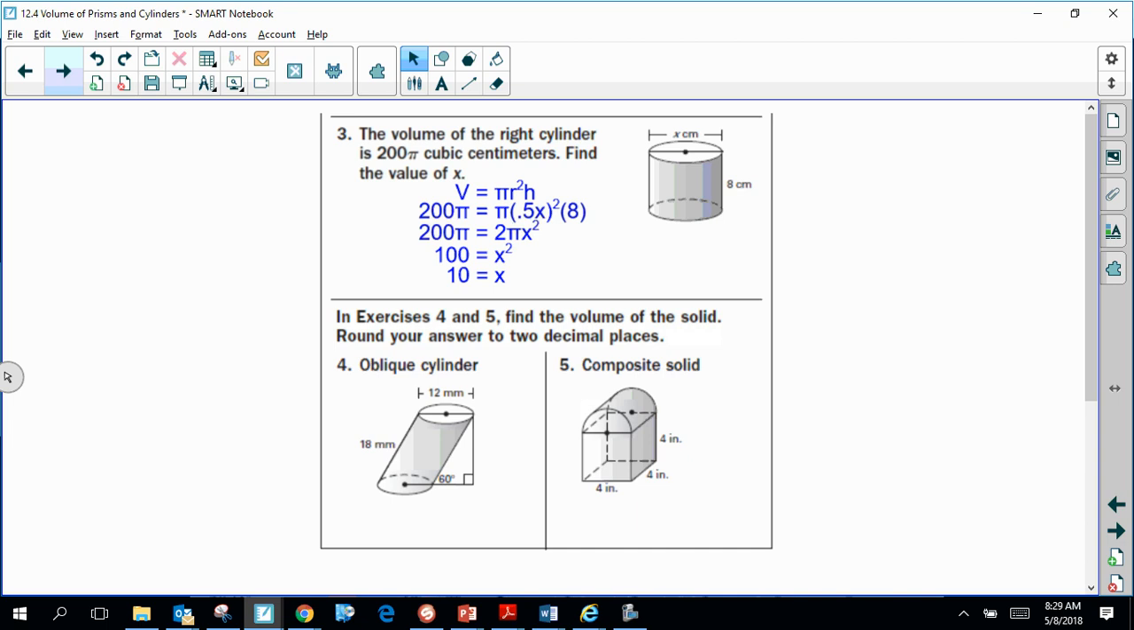At this point, I'm going to divide both sides by 2 pi, which 200 pi divided by 2 pi is 100. And then I take the square root of both sides, and in this case, the value of x is, I'm sorry, 10.